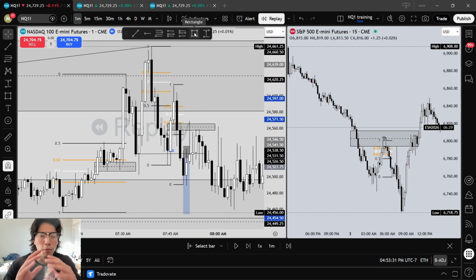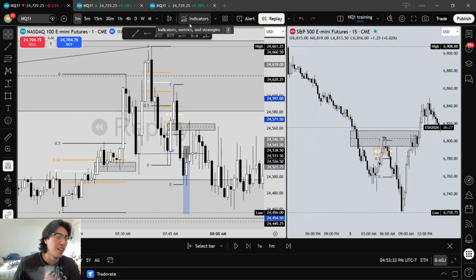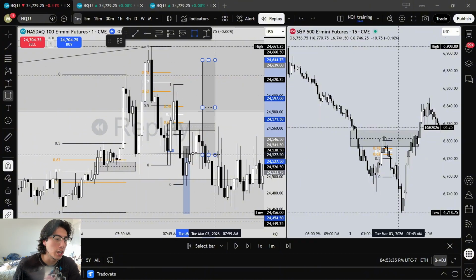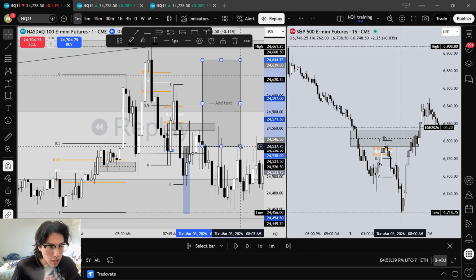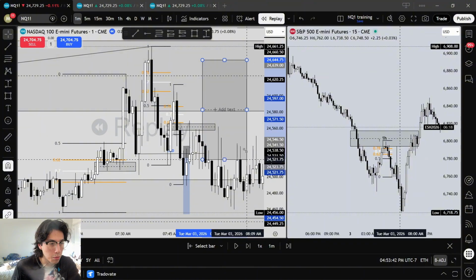Something that I should have remembered this morning was, if you're dealing with a huge change in state range, which is this box I'm drawing out right here, it's the body of the candles of the manipulation leg, that's the change in state.